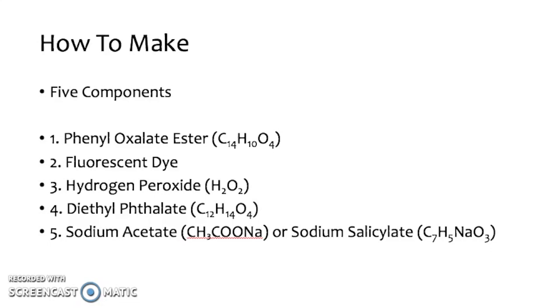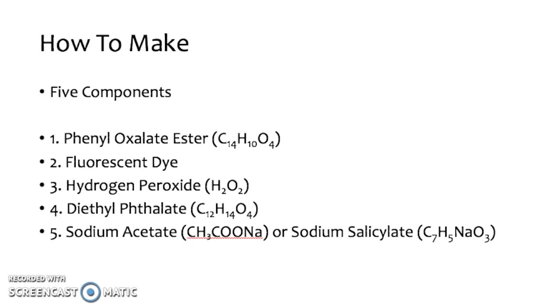How do you create the reaction in glow sticks? There are different ways to create the reaction, but this process is a very popular way and used primarily to create the glow sticks that we can purchase in store. There are 5 components to create this reaction. You are going to need phenyl oxalate ester, a fluorescent dye that we talked about on the previous slide, hydrogen peroxide, diethyl phthalate, and sodium acetate, or you can also use sodium salicylate.